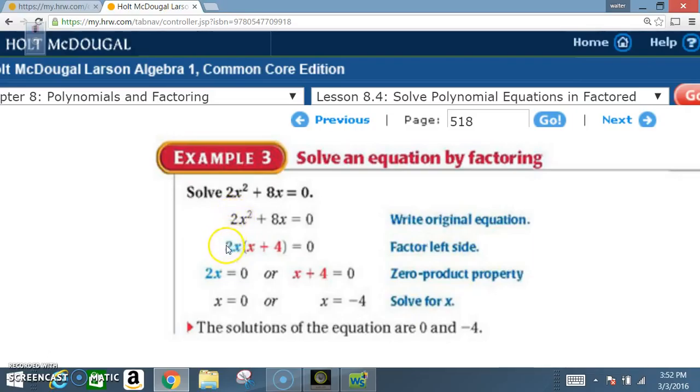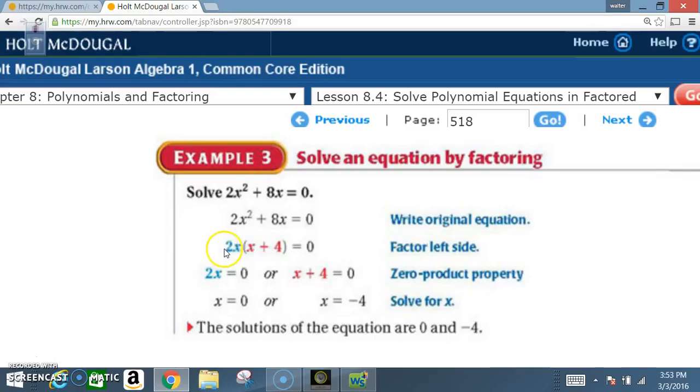2 divided by 2 would give me 1. And then x squared divided by x would give me x. So I'm left with just 1x. 8 divided by 2 would give me 4. X divided by x, that's equal to 1. So what's 4 times 1? 4. All right, let's do that again.